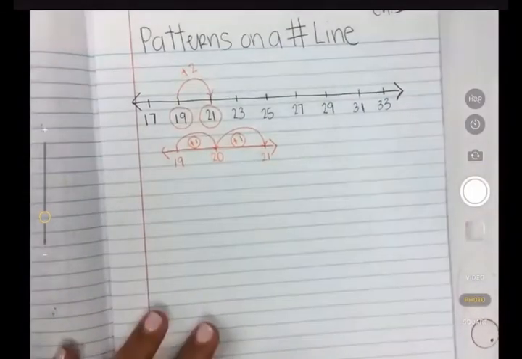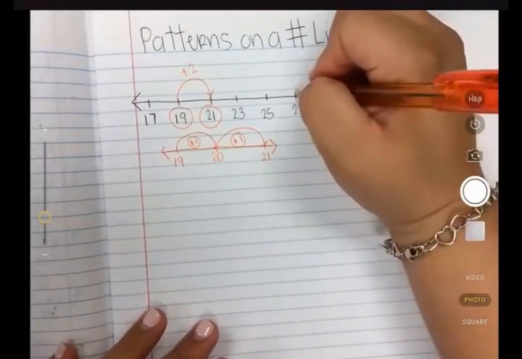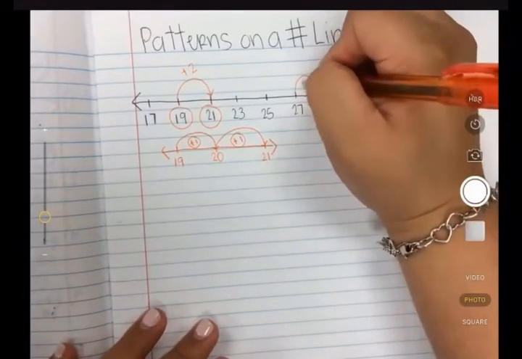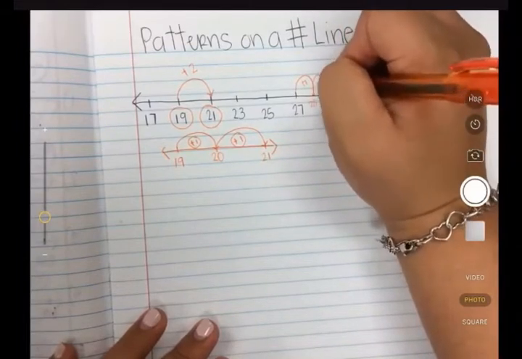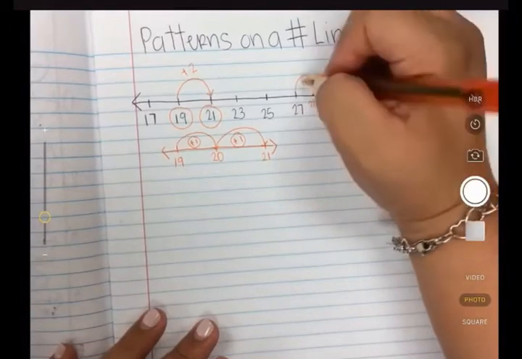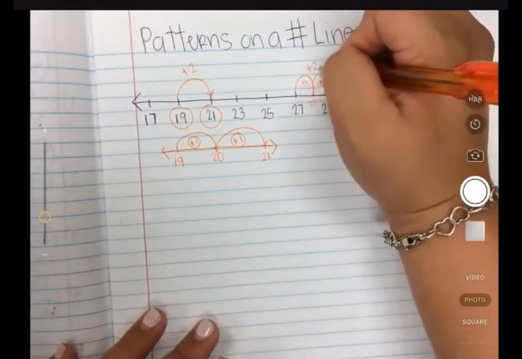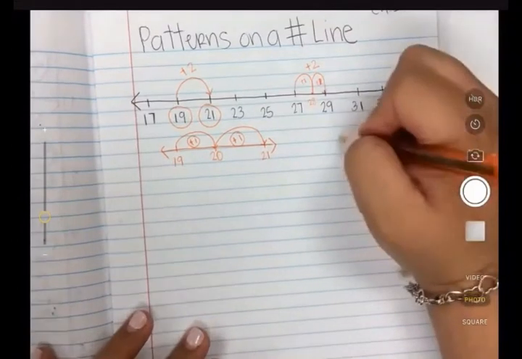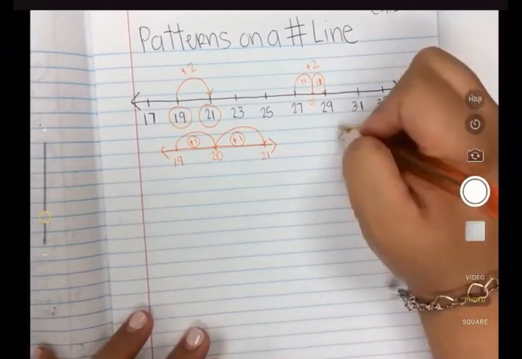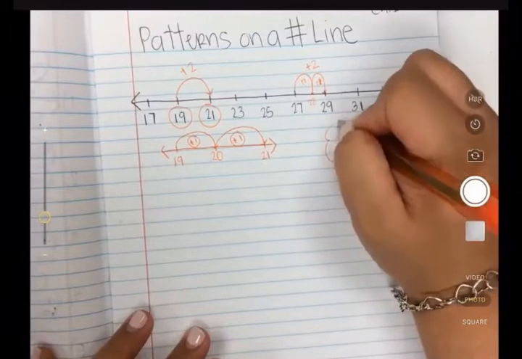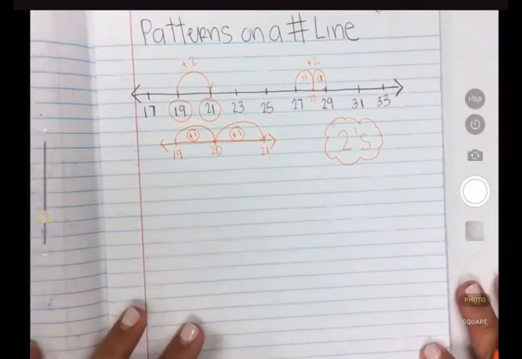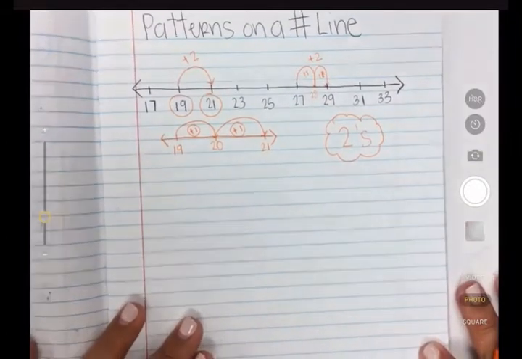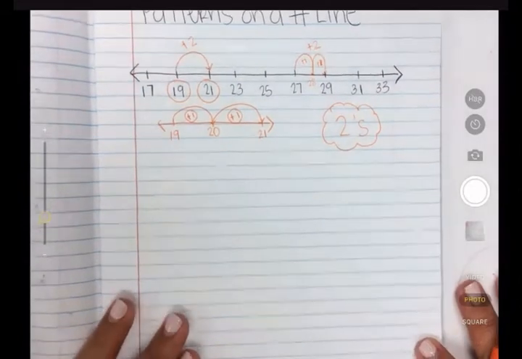Yes, let's check another one. So from 27 to 29, we can go plus 1. That's 28. And then plus another one is 29. So this pattern is by twos. All right, let's do another one.